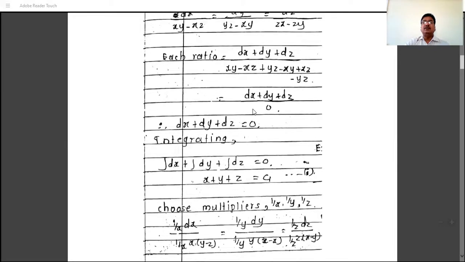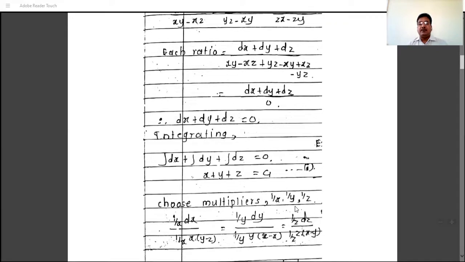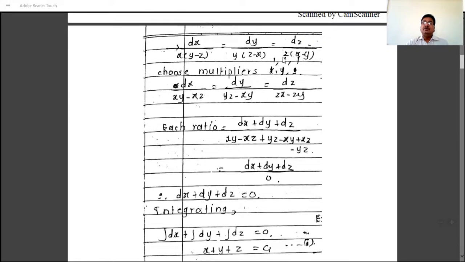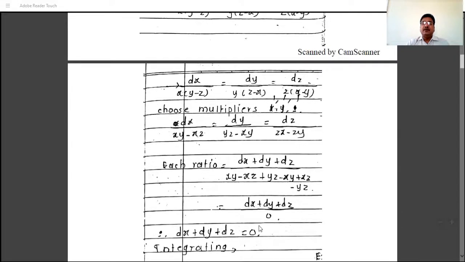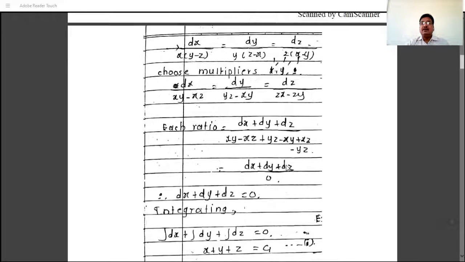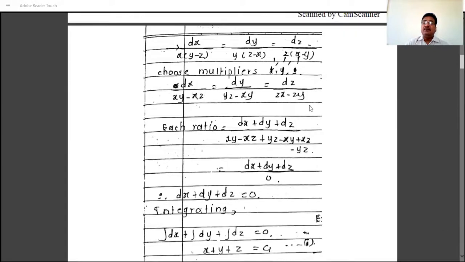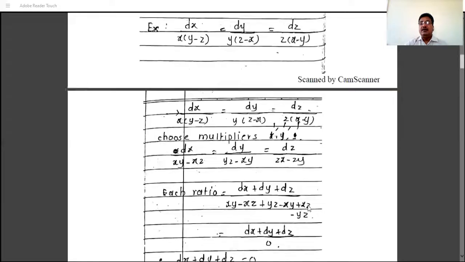So the first multipliers are 1, 1, 1, and these, 1 by x, 1 by y and 1 by z, are linearly independent multipliers of the first. That is, if we take multiples of this 1, 1, 1, then the multipliers are linearly dependent on this 1, 1, 1. That is, if we take the multipliers as x, x, x, or 1 by y, 1 by y, 1 by y, then we get the same solution, that x plus y plus z is equal to c1. So these multipliers 1 by x, 1 by y and 1 by z are linearly independent.